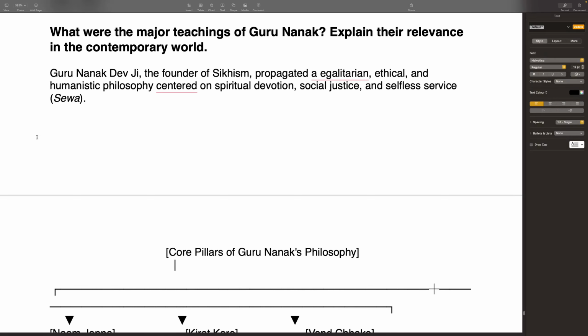What are the major teachings of Guru Nanak? Explain their relevance in the contemporary world. Guru Nanak Dev Ji, the founder of Sikhism, propagated an egalitarian, ethical, and humanistic philosophy centered on spiritual devotion, social justice, and selfless service, seva.